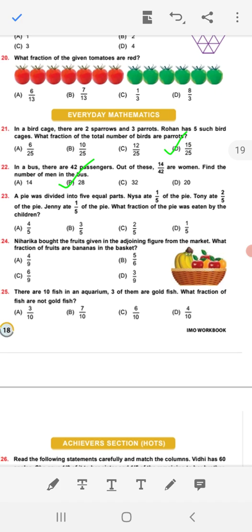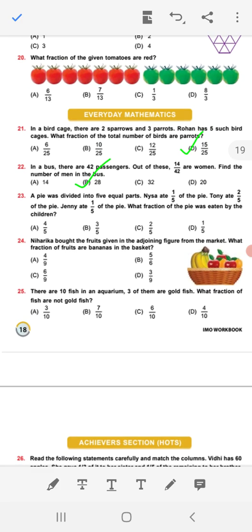Now, passing to the next question, 23. A pie was divided into 5 equal parts. Naja ate 1/5 of the pie. Tony ate 2/5 of the pie. Johnny ate 1/5 of the pie. What fraction of the pie was eaten by the children? That means you have to find the total parts eaten by the children.